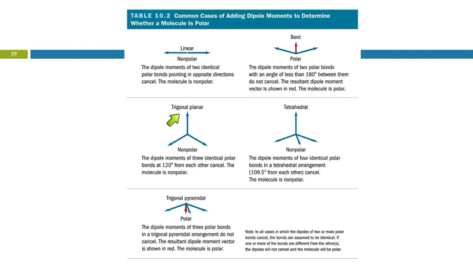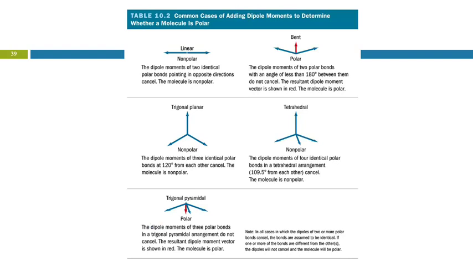Here we have a trigonal planar molecule. If the vectors have equal magnitudes, they're going to cancel each other out. If we have a tetrahedron and the magnitudes are equal, those will cancel out. If we have a trigonal pyramid, they will not cancel out.